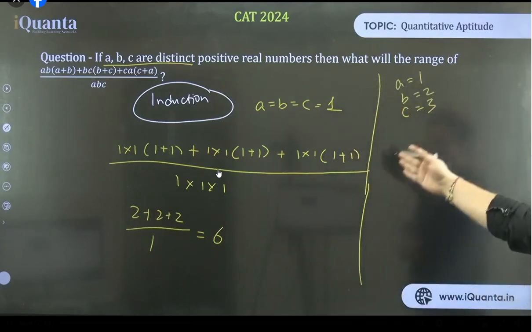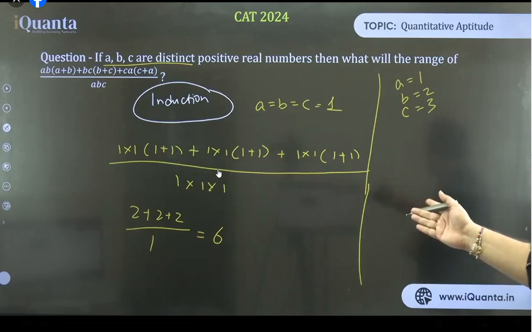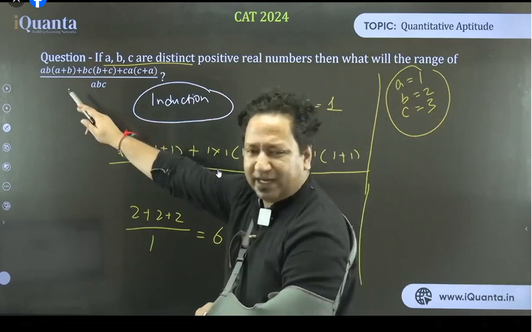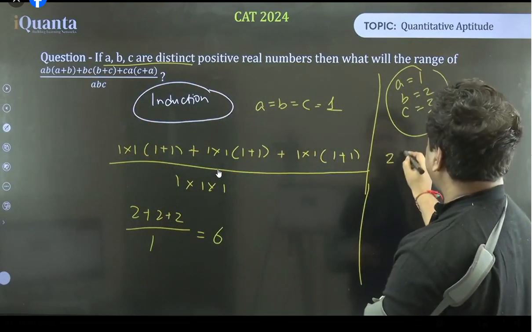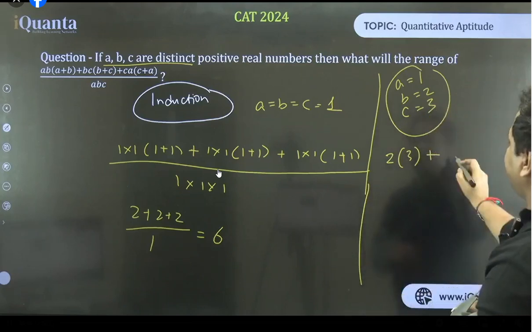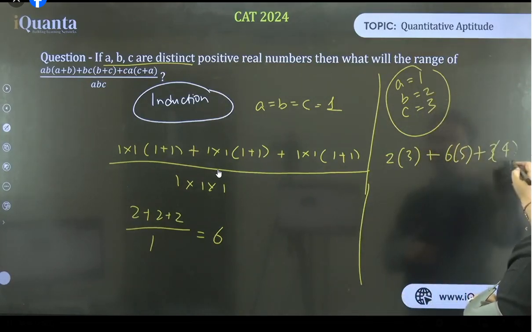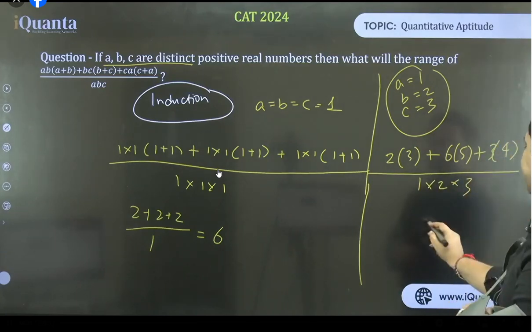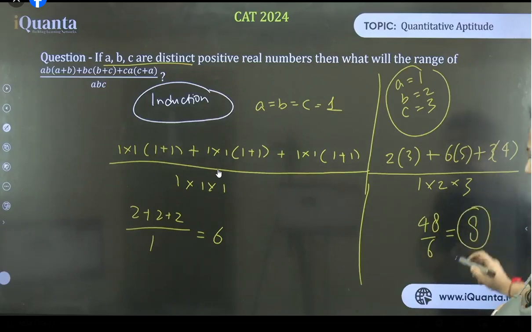By the way, if you solve it, you will get some value that is greater than 6. Yes or no? Is that right? If you take 1, 2, 3, here I can put and show it to you, but I think it is clear to everyone. AB, that is 1 into 2. A plus B, 1 plus 2. BC, 2 into 3, that is 6. 2 plus 3 is 5. CA, 3 into 1 is 3, 3 plus 1 is 4. Whole upon 1 into 2 into 3. See, 6 plus 30, 36 plus 12, 48, whole upon 6, you get 8 over here. 8 is greater than 6.